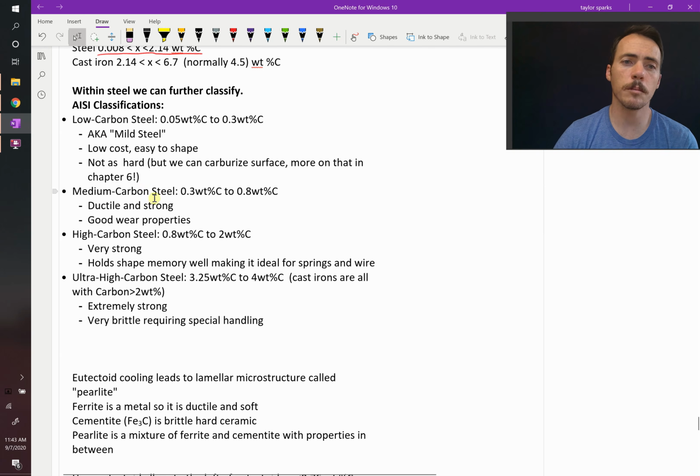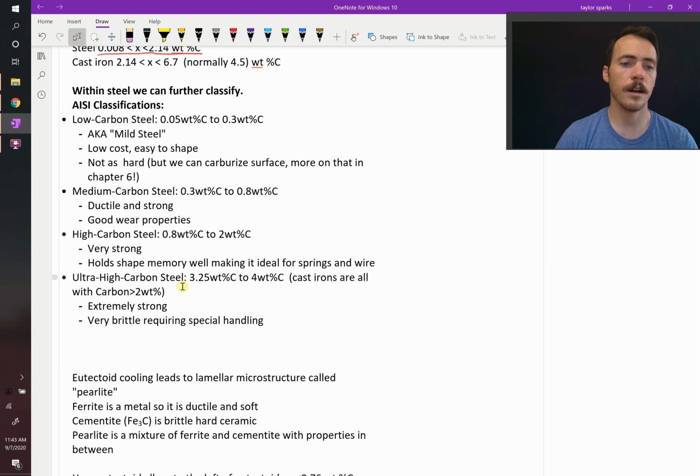You've got your medium carbon steels. These are between 0.3 weight percent and 0.8. This is a good combination of ductility and strength, and they have pretty good wear properties. Finally, you've got your high carbon steels between 0.8 and maybe 2 weight percent. Very strong, really cool things. And then you've got ultra high carbon steels. Really, these are cast irons, extremely strong, but they are brittle.